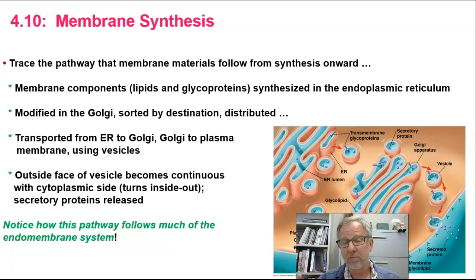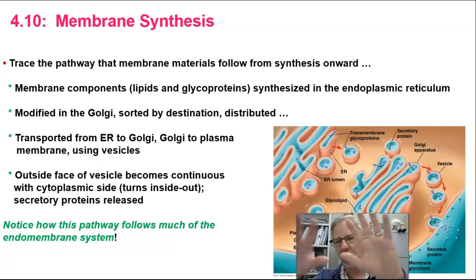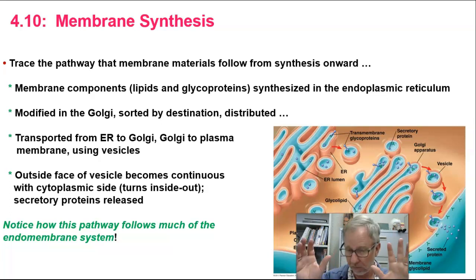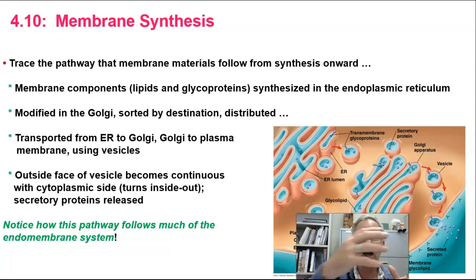So there's the pathway. You should be able to describe this pathway. It's a really important pathway to show your understanding of where materials are made in eukaryotic cells and how they're distributed and how our plasma membranes get those materials through this pathway.